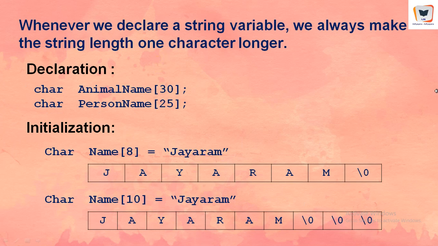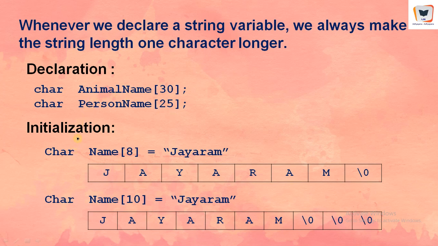Whenever we declare a string variable, we always make the string length 1 character longer. For example, char animal_name[30]. Animal name is the name of the string variable, and it holds 29 characters, and 1 character is a must for the null character. 1 cell is a must for the null character. In the same token, the other variable called person name will hold 24 characters, and the last character, that being the null character, will also hold 1 byte of memory.